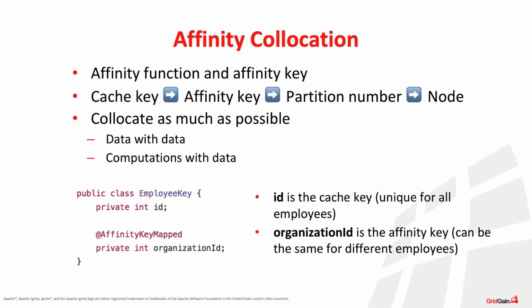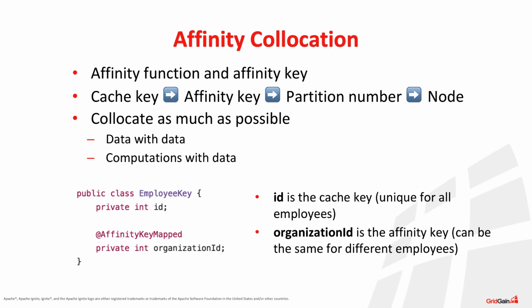So each employee has to have different ID, and additionally you have the organization ID field, which will be used as affinity key. And here we put the special affinity key mapped annotation, which actually tells Ignite that this field has to be used as affinity key. And all employees with the same organization ID will be stored on the same node.